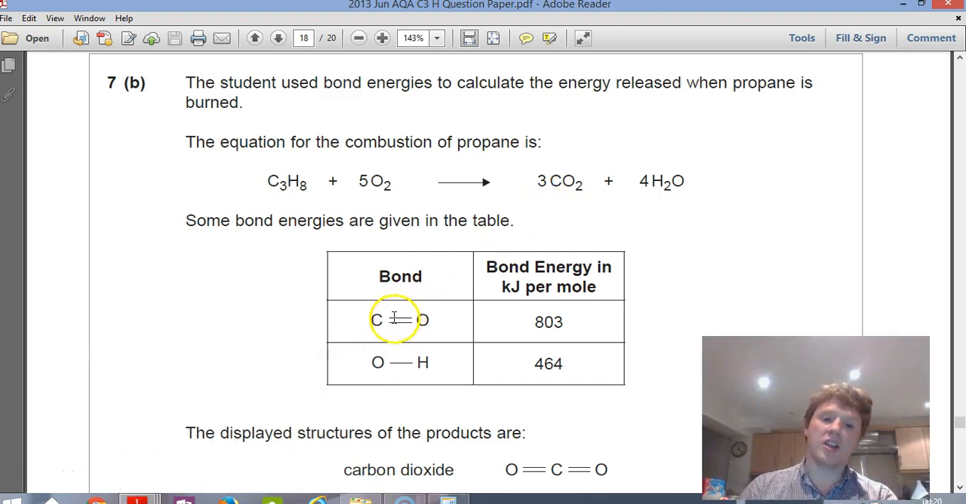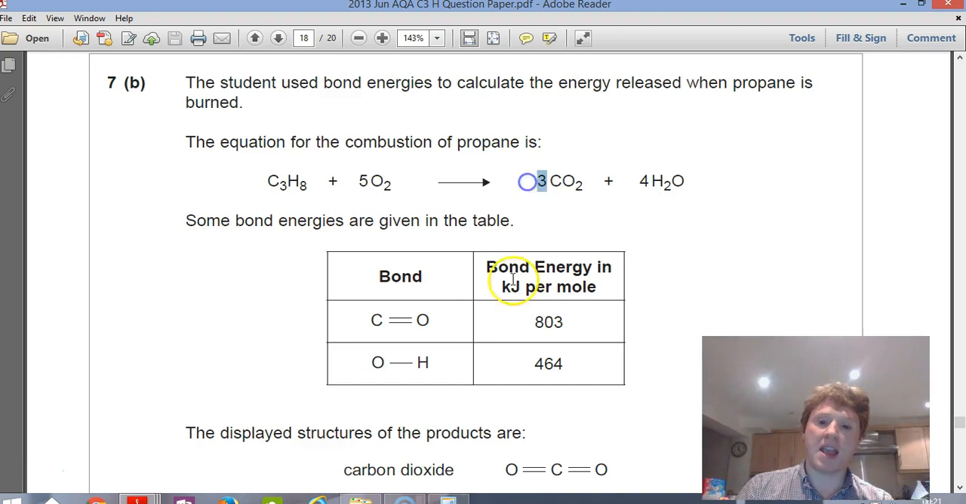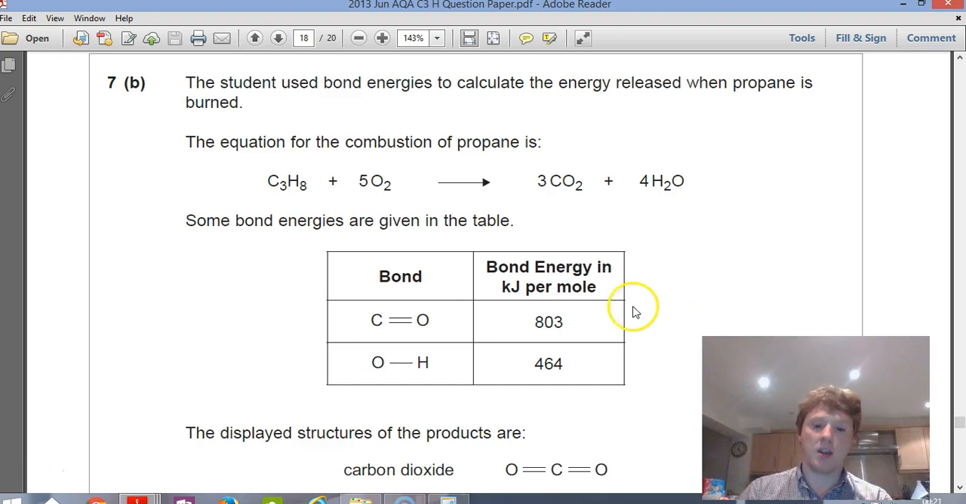Well, there's a carbon to oxygen double bond. It takes 803 kilojoules per mole of energy to either break it, or it releases 803 when it's formed. If you look at carbon dioxide, it's got two of those. So for every molecule of carbon dioxide made, you release 1606. Then you look at this big number. You have made three molecules of carbon dioxide. So the carbon dioxide released 4,818.